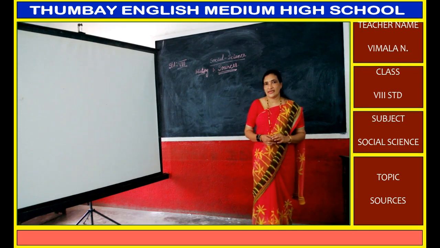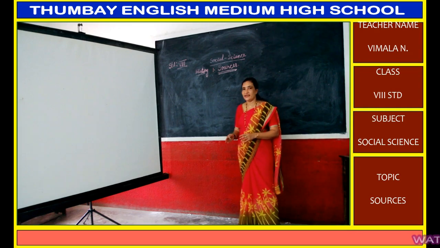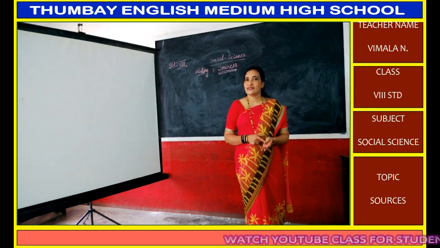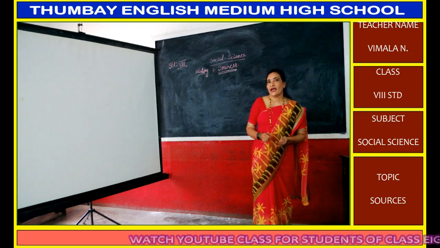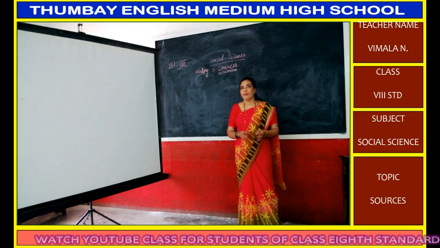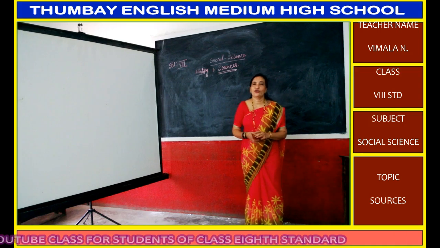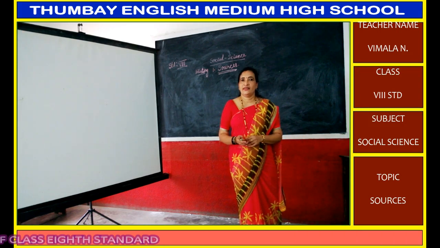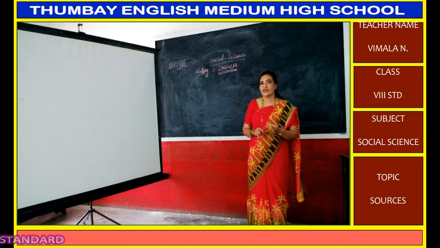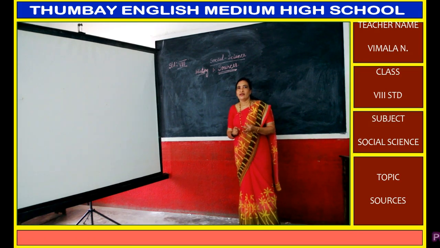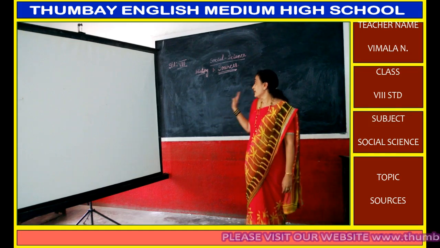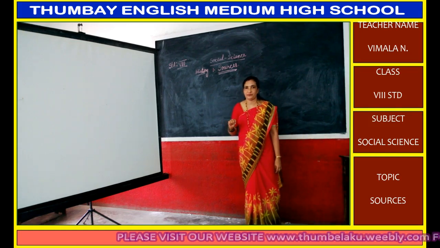In your previous classes, you already studied the three parts of social science. They are history, political science and geography. But here in 8th standard, you are going to study three more parts. They are sociology, economics and business studies. So here there are 6 parts.